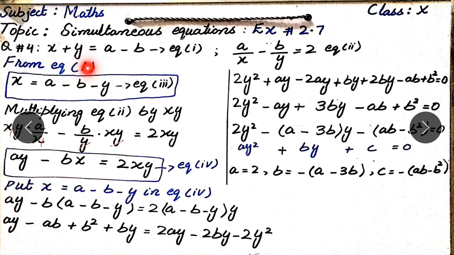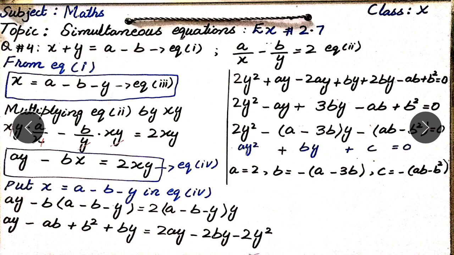Here we have two equations, x plus y is equal to a minus b, and 1 upon a upon x minus b upon y is equal to 2. Okay. Here we can see that one equation is linear and the other equation is in fraction form. So this seems to be an easy equation, but this seems to be a complicated equation.